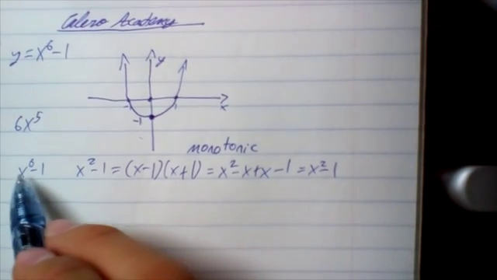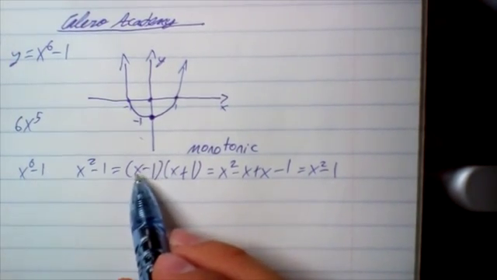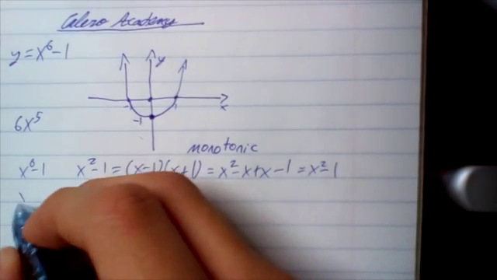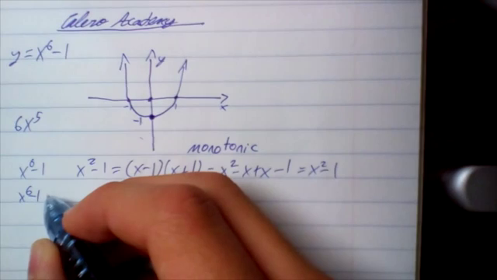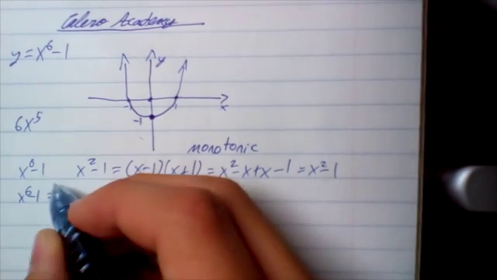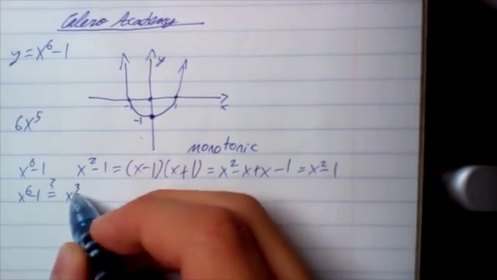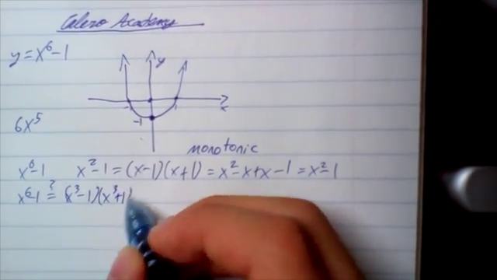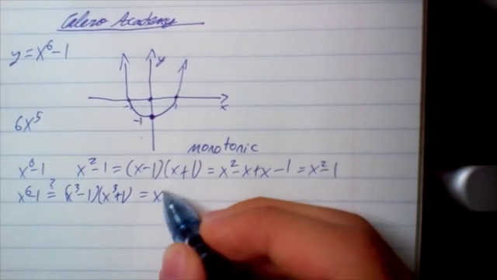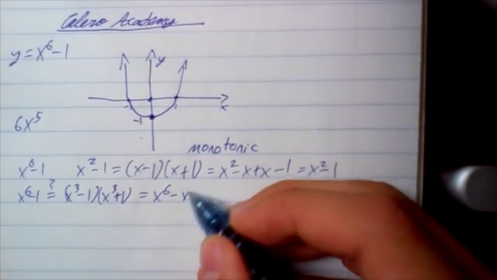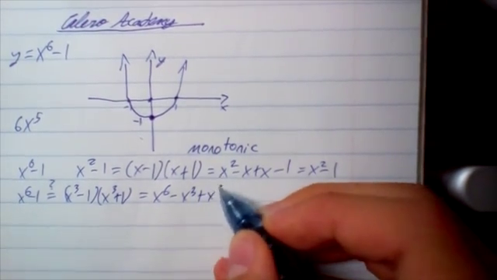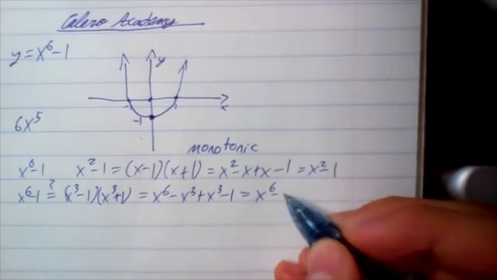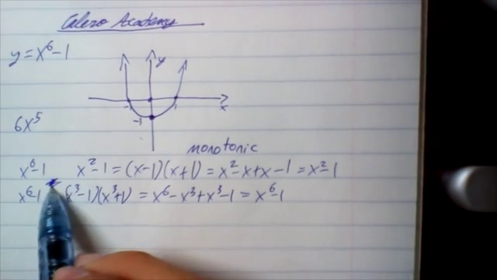Let's try to do something similar over here with x to the power of 6. So instead of having x here being multiplied to each other, let's try x cubed. So we have x to the power of 6 minus 1 equal x cubed minus 1 times x cubed plus 1. Let's see, that's equal to x to the power of 6 minus x to the power of 3 plus x to the power of 3 minus 1, which is equal to x to the power of 6 minus 1. So we can get rid of that silly quotient sign.